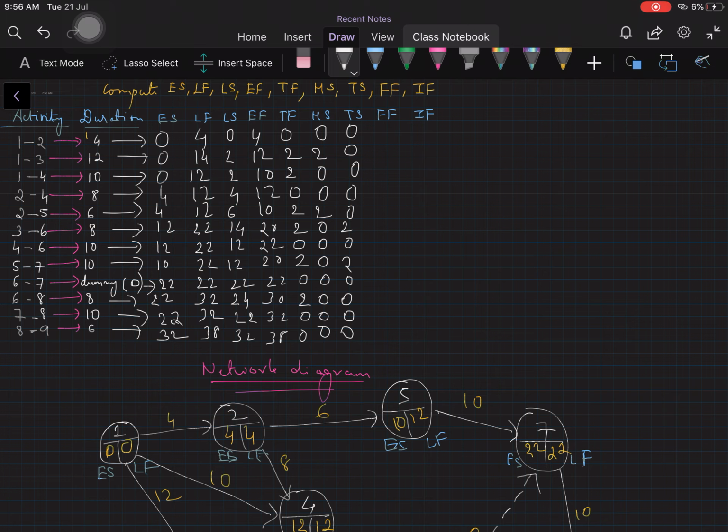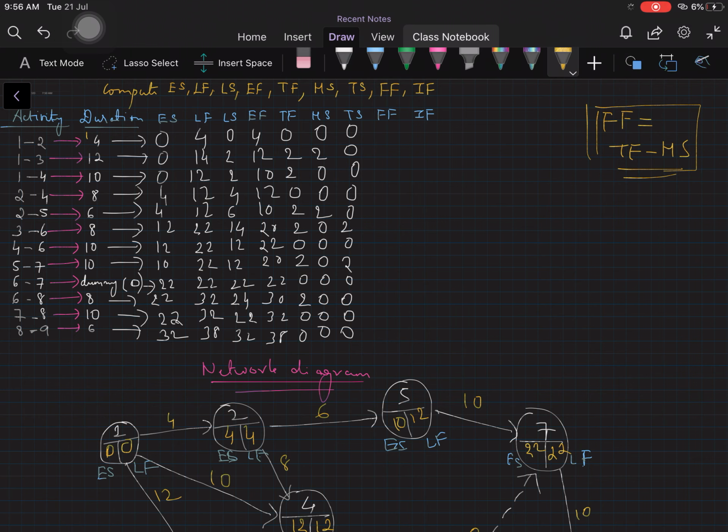Now we have to calculate free float. Now how do we get this free float? Now let me write the formula for free float. Free float is equal to total float minus head event slack. This is the formula for free float.